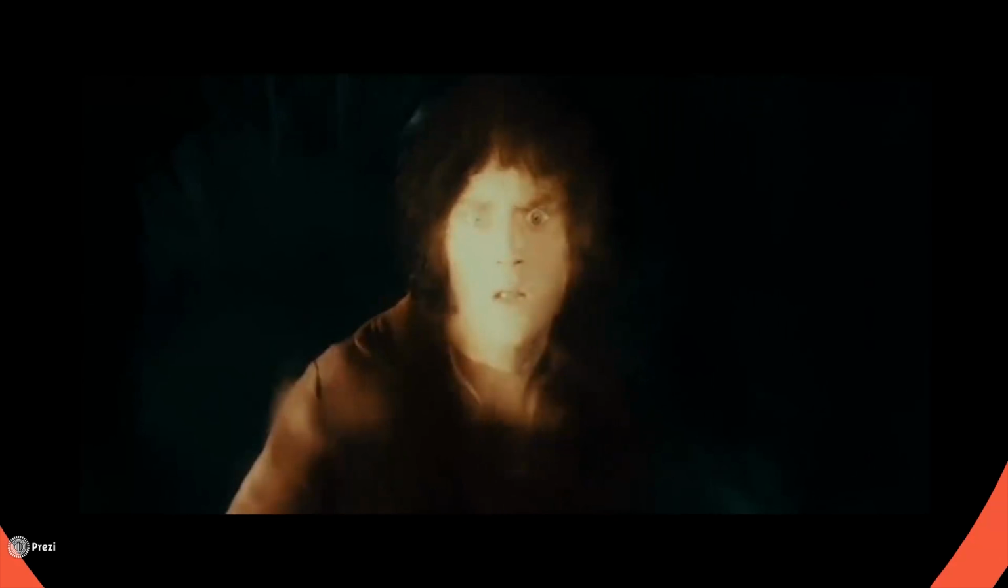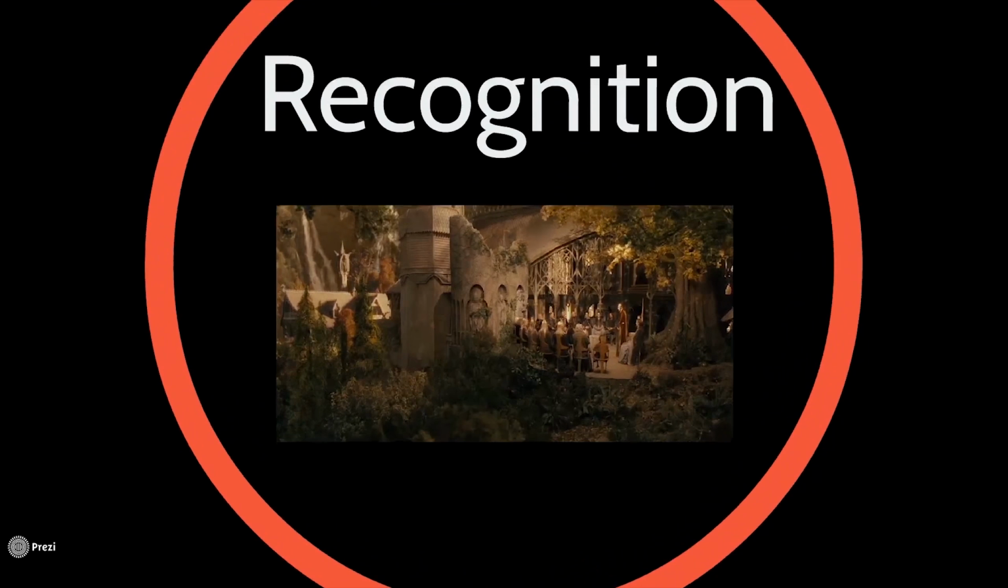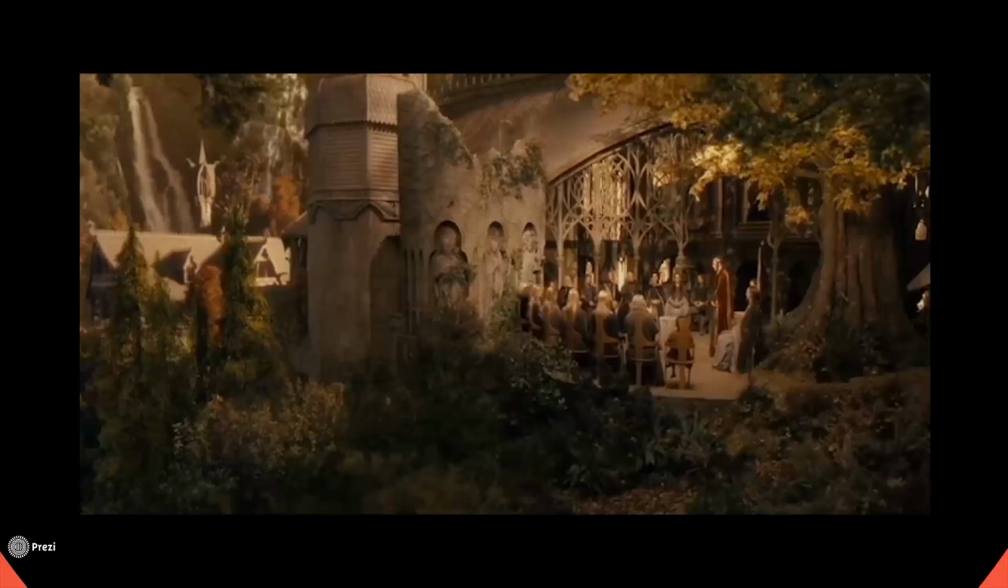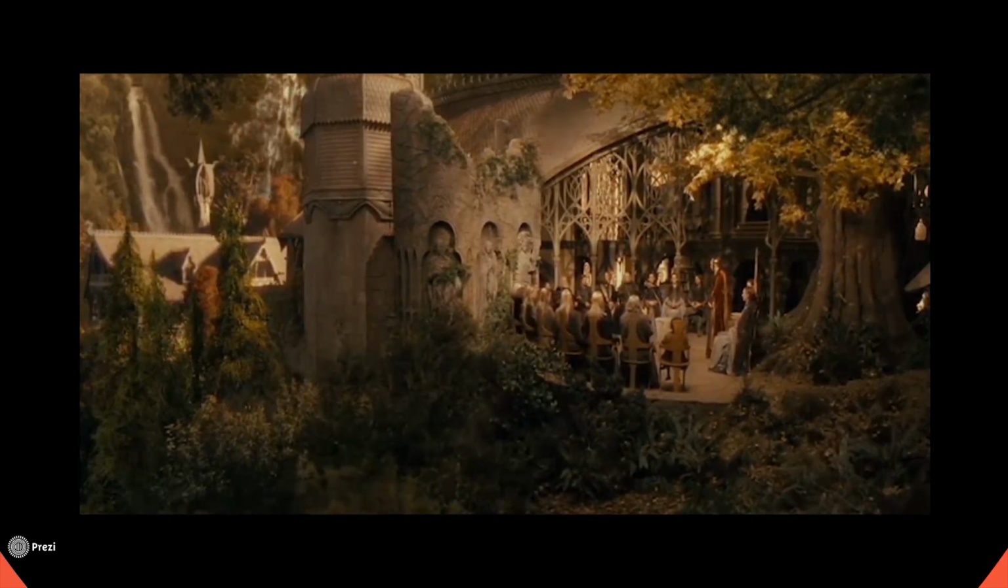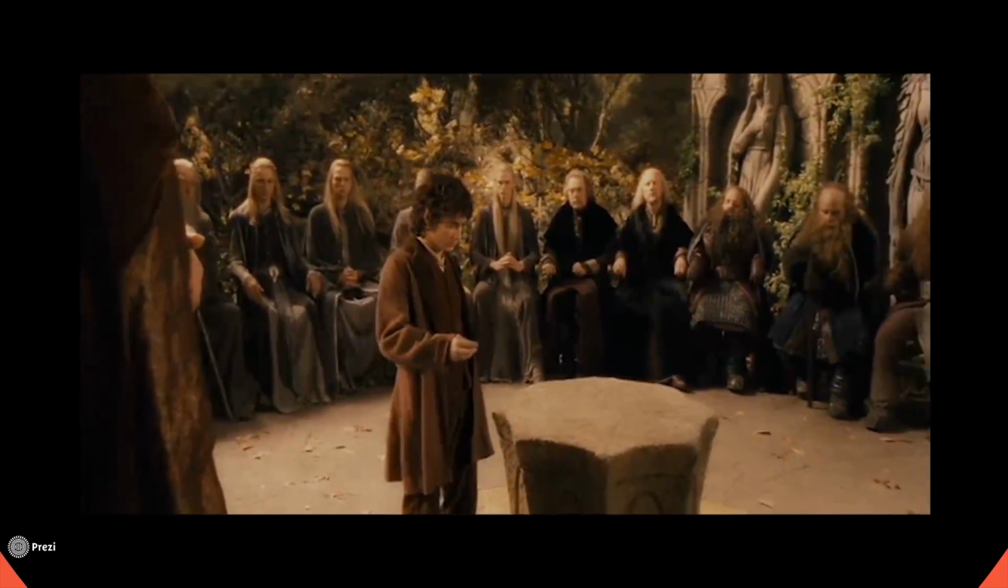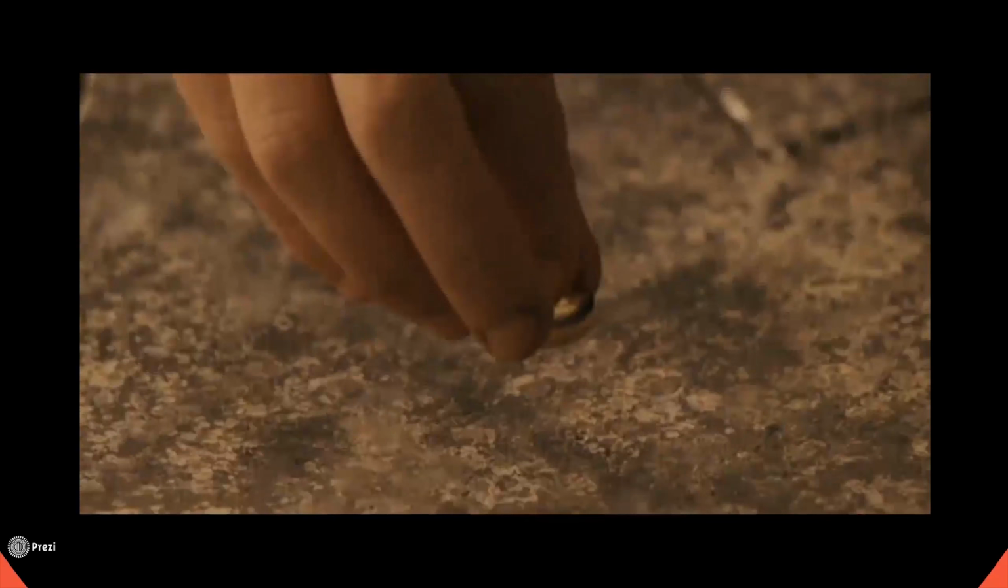The third stage is recognition. This stage is when the characters have recognized the disruption and think of something that they are going to do about it to restore the equilibrium. We can see this in the first movie of The Lord of the Rings.